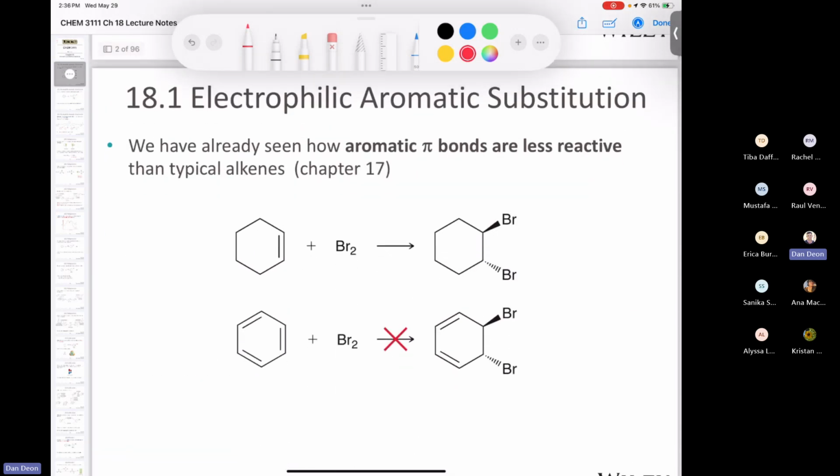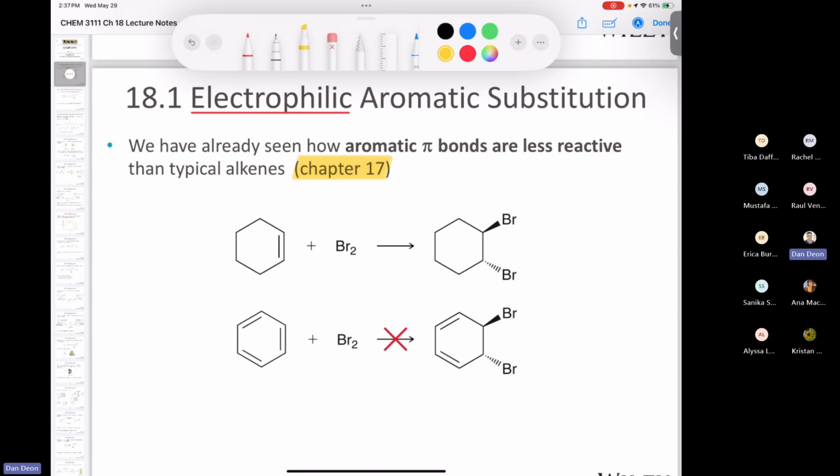So we're going to start out in section 18.1 with electrophilic aromatic substitution. This is actually the biggest part of the chapter. It says here that we have already seen how aromatic pi bonds are less reactive than typical alkenes. This was covered toward the beginning of chapter 17, as a matter of fact.